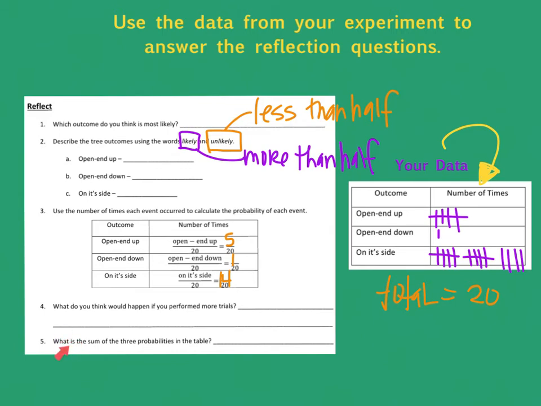Then number 5, it says, what is the sum of the 3 probabilities in the table? So my probabilities are these 3 fraction answers. And the word sum means add. So I would add these 3 fractions together. For me, I have 5/20 plus 1/20 plus 14/20. And I would say, what does that equal? Remember, fractions, once you have the denominator the same, it stays the same for your final answer. So then I would just need to add those together and see what I get.